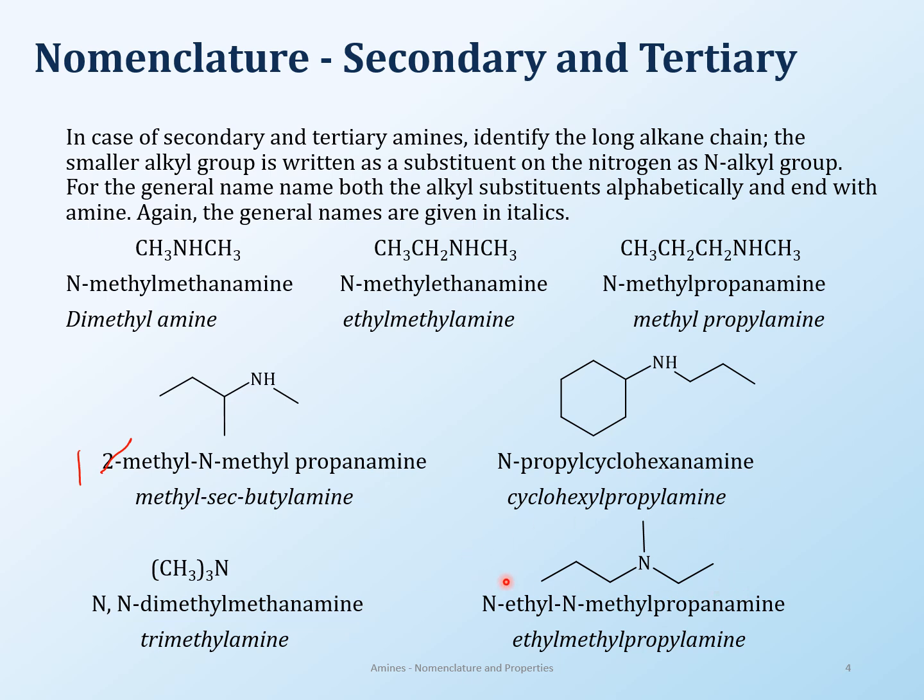Okay, so here if you have 3 different groups on it, find the longest chain, that's going to be your base name, that's propanamine, and then N-ethyl, N-methyl propanamine. Okay, remember the dashes. Okay, so if you have 2 N's, that's a comma. If you have a letter and another letter, that's a dash then. Okay, and so that's how it goes. Again, keep it alphabetical here, okay, with the N-ethyl and methyl.